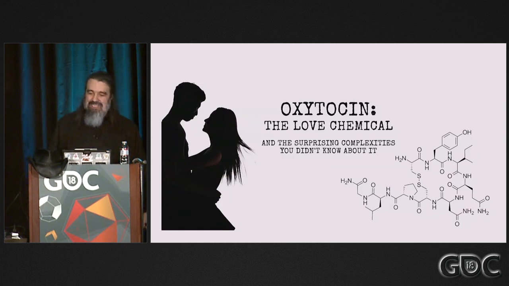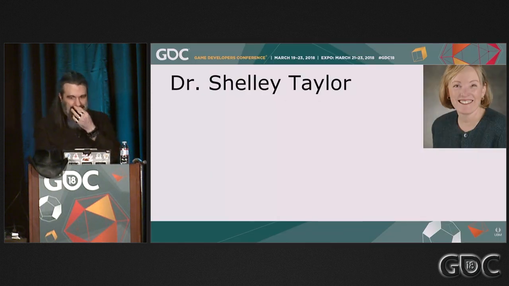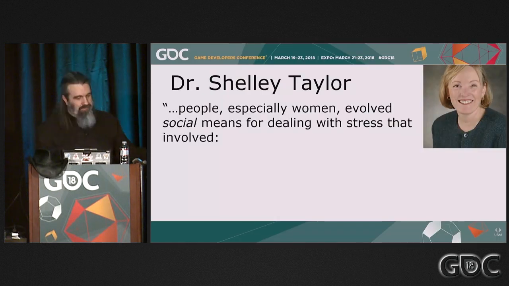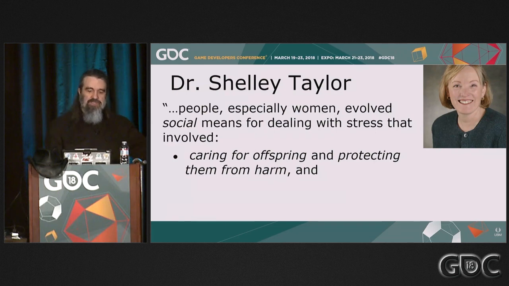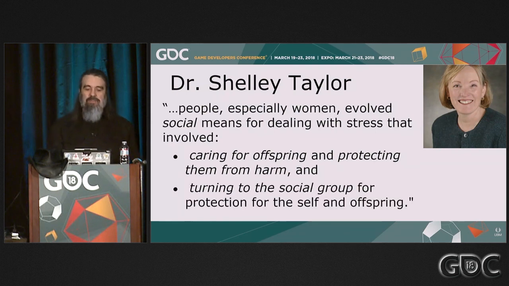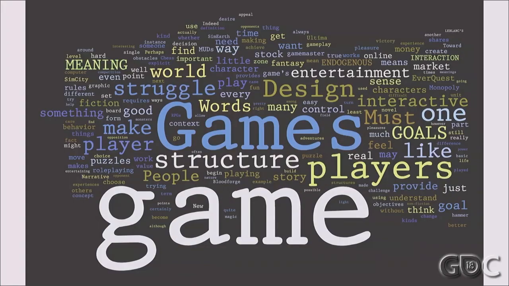Good to go. So the idea is that stress and fear trigger, in some large part of the population, an increase in oxytocin, not adrenaline. That's the notion. The adrenaline response still happens, but in many people, the oxytocin one wins. So people evolve a social means for dealing with stress that involves caring for offspring, turning to the social group. Cool. All right, nice.